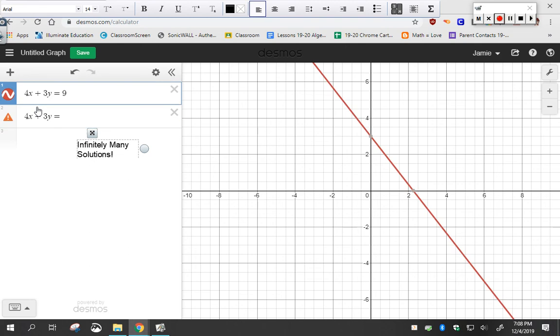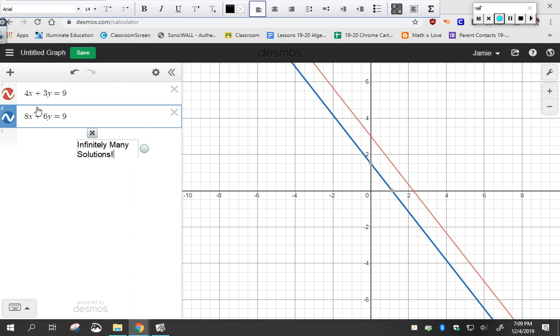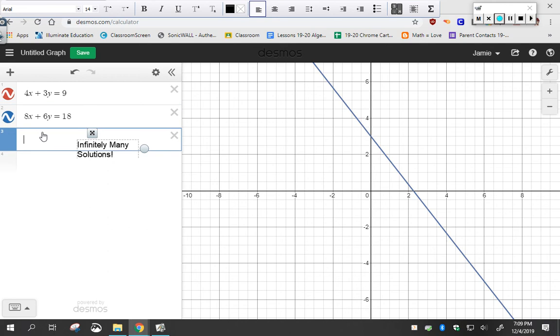So if I multiplied everything in this equation by 2, that would give me 8x plus 6y, and let's keep 9. That would give me parallel lines. But if I multiplied that 9 by 2, that would give me two of the same line. And that's okay. That's just showing me that I've got two coinciding lines.